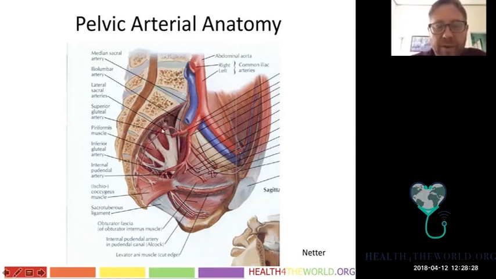Then you have the lateral sacrals, which are going to move medially and supply the sacrum. And then the last is the superior gluteal artery, which is large and has a characteristic sweep through the greater sciatic foramen. We'll see more of that in a minute. So all these vessels are a little bit outside of the scope of this talk, but I've tried to highlight the important ones for collateral flow to the lower extremity should there be occlusive disorders like atherosclerosis.